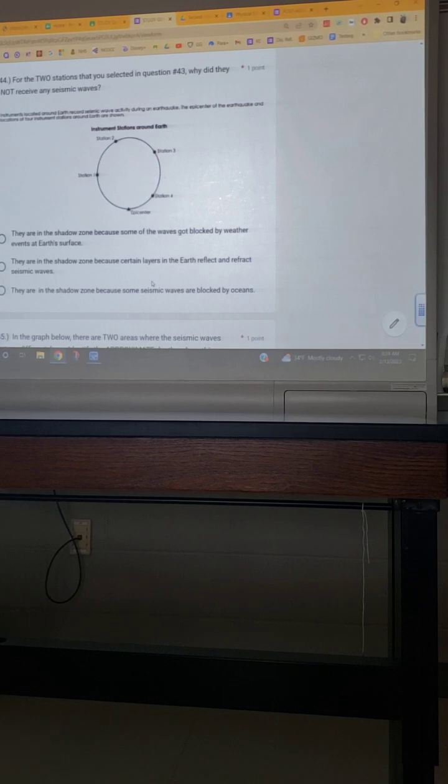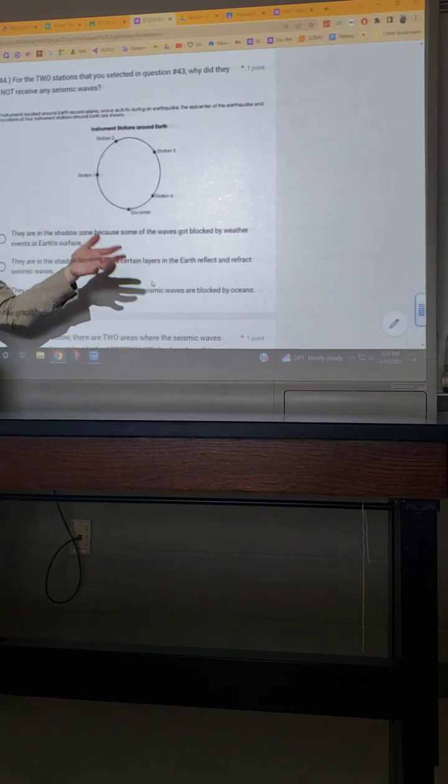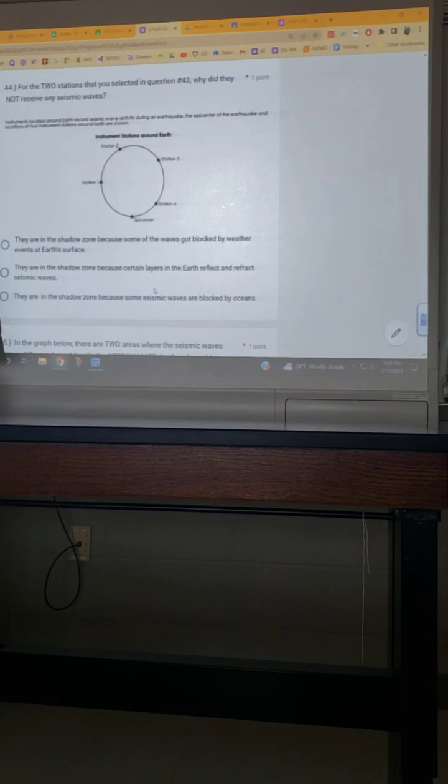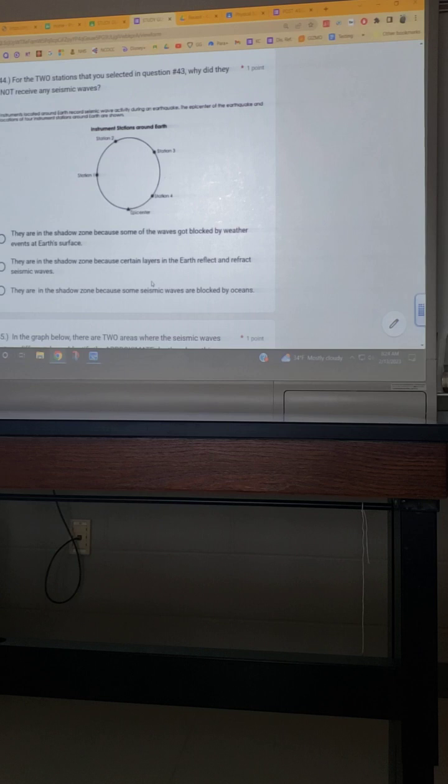No? Okay, so the seismogram stations, they're not picking up weather. And so sometimes people think, oh, earthquake, that means it's going to be some kind of weathering event. And so they put that in there to try to trick you, right? There are shadow zones because certain layers of the earth reflect and refract. Well, that sounds pretty promising, right? Let's make sure that the other answer choice isn't better.